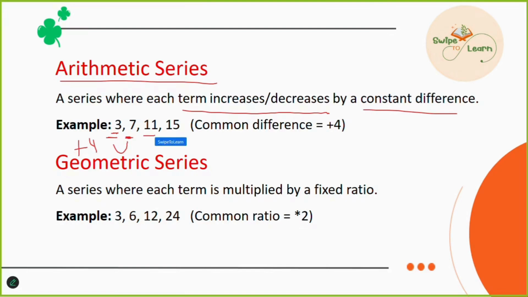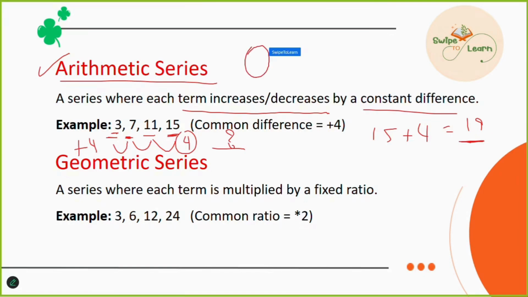Similarly, from 7 to 11, the difference is 4 again. And from 11 to 15, the difference is 4 again. So what would be the next term? It's definitely 15 plus 4, which is 19. The next number would be 19. So in an arithmetic series, there is a constant difference from the previous number to the next number. It is the easiest series.